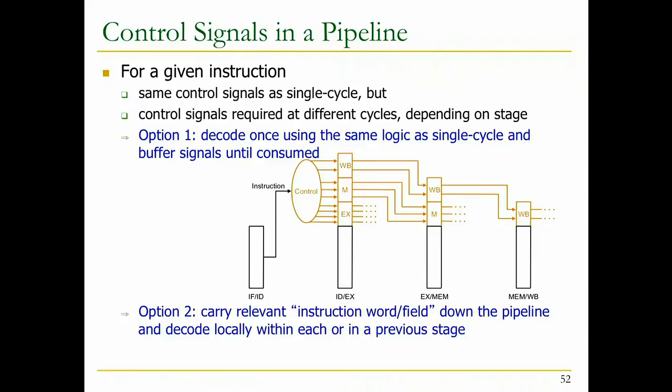Or another option is to do local decoding. So this is decoding globally, if you will, once. Or you can carry relevant instruction words and fields down the pipeline and decode locally within each or in a previous stage. Now, if you remember my basic principle, you would rather decode in a previous stage, right? You basically carry some of the instruction and you do some local decoding over here to generate the control signals that are needed for this stage.